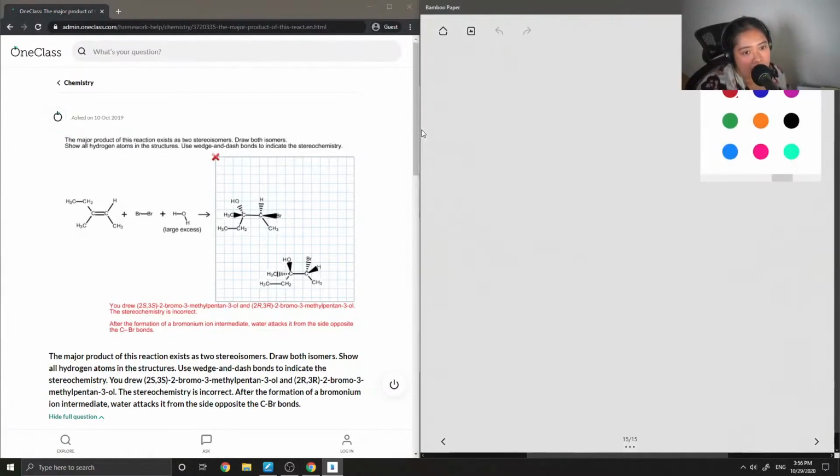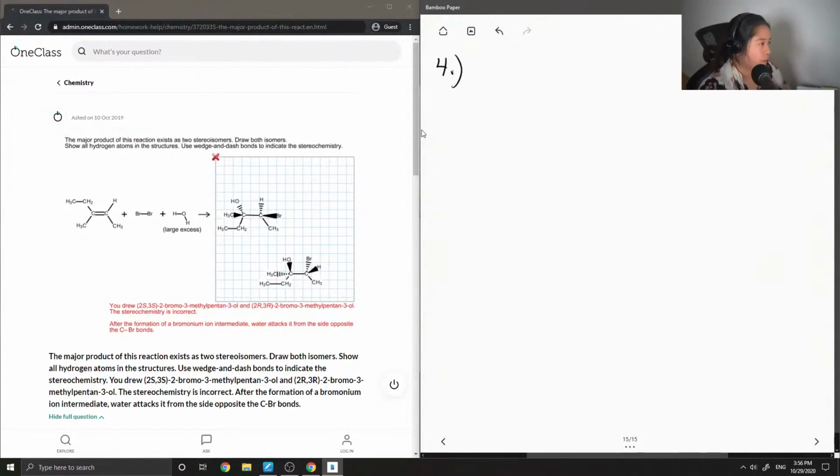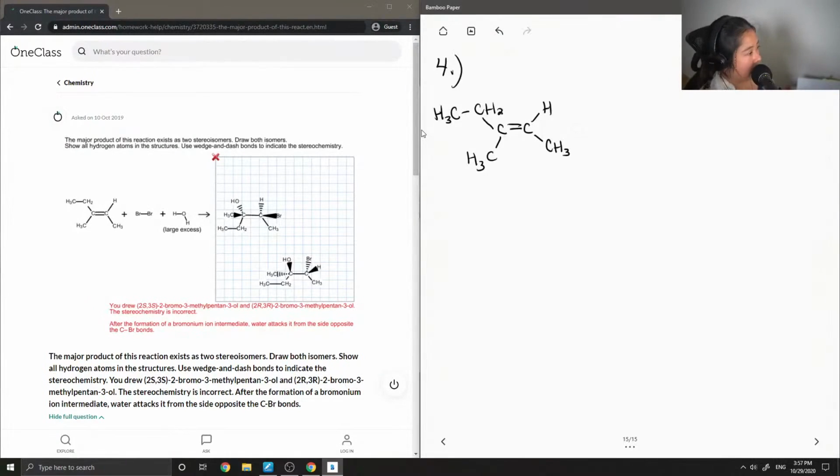Okay, so I'll try to write out the mechanism for this reaction. So we have like an ethyl group popping out at the top. It's connected to a double bonded carbon with an H, another methyl group, and yet another methyl group. So it reacts with Br2 and then a large excess of water.